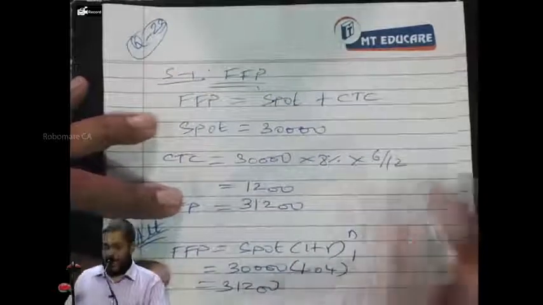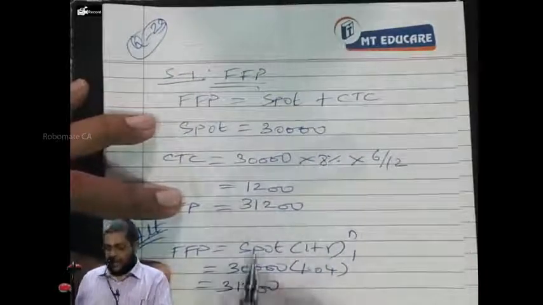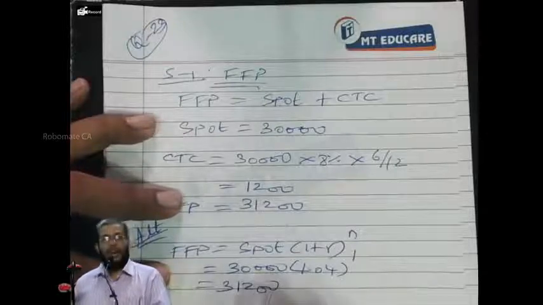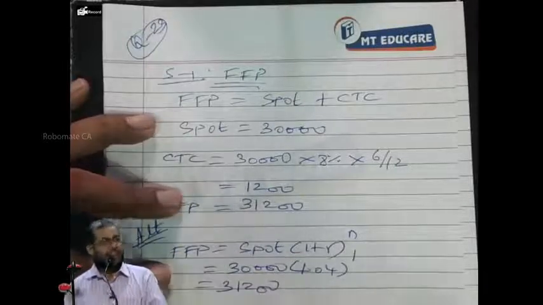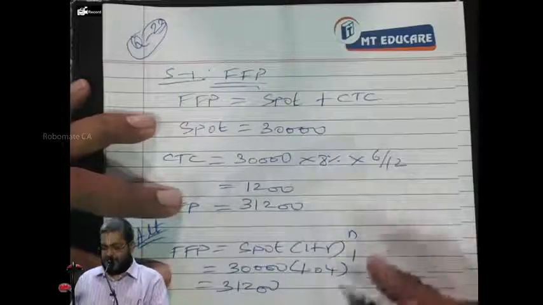31,200. Rumba simple. In this 31,200, 30,000 is what? Spot price. And 1,200 is what? Cost to carry. That's the meaning. Respond yes or no. Somebody says, no.